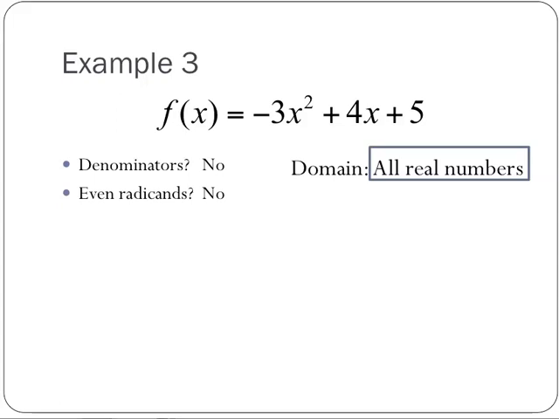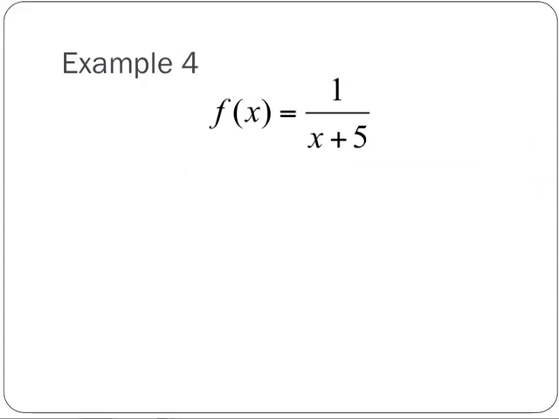Let's look at the next example. f of x equals 1 over x plus 5. Do we have any denominators? Yes. So what did we say about denominators? You cannot have a 0 in the denominator. So you have to determine what value of x would make the denominator equal 0. We can just set x plus 5 equal to 0, and say it cannot equal 0, and solve for x. So x cannot equal negative 5.